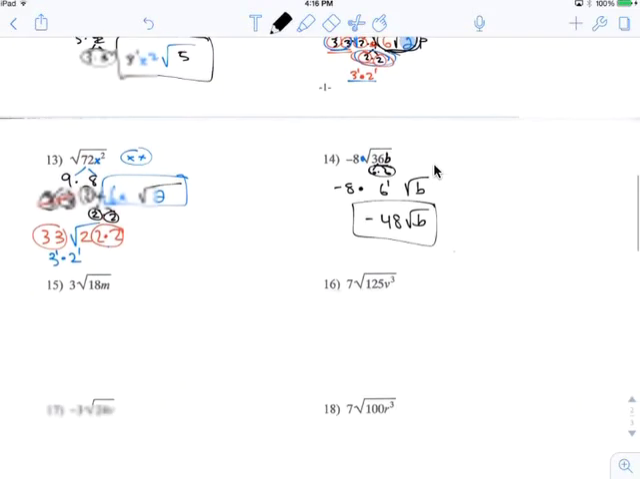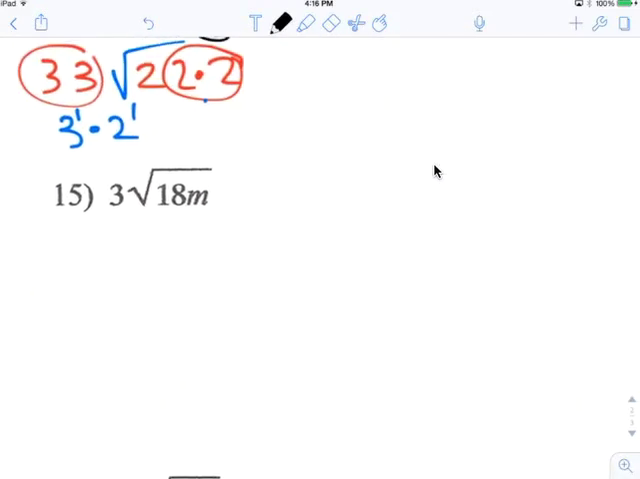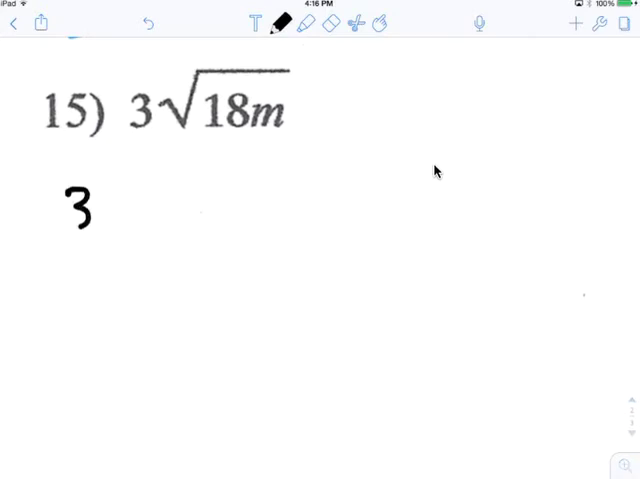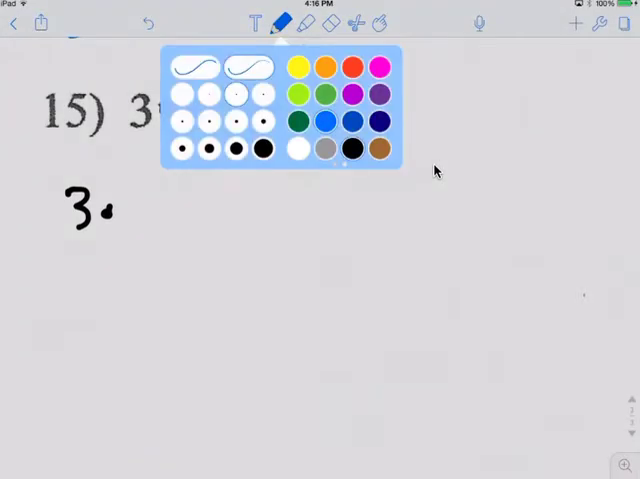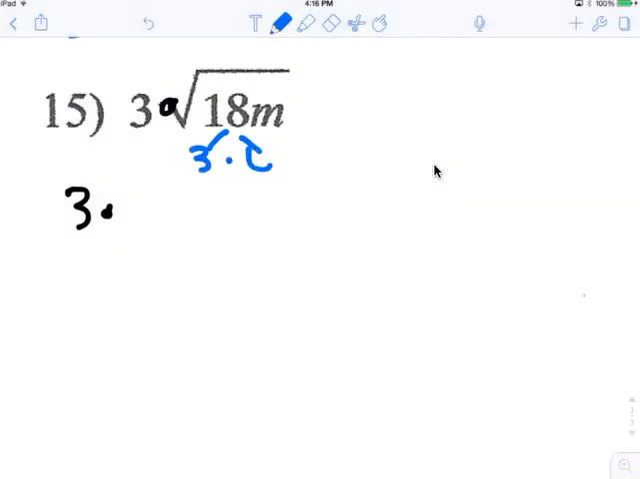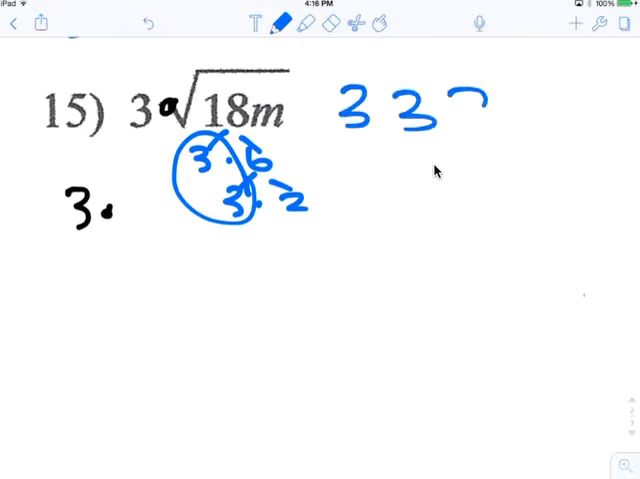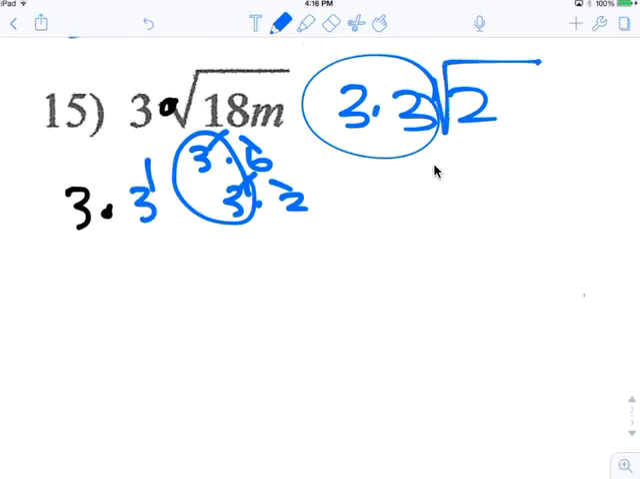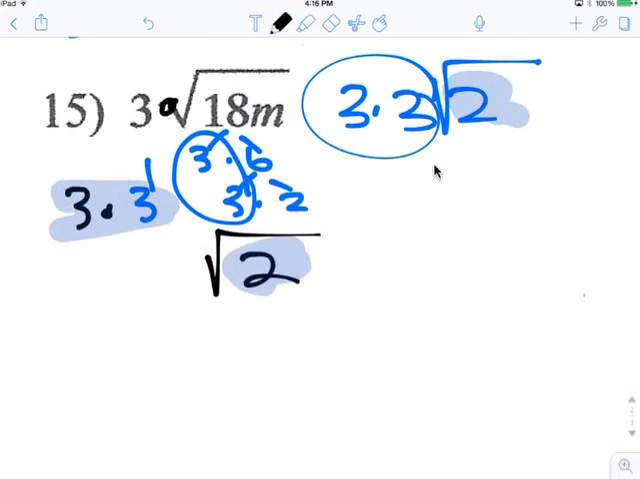Okay, number 15. 3 times, and then this is our answer, 18. 3 times 6. 3 times 2. So 3, if you need to write it out, 1 pair of 3, so 3 to the first, that gets a radical 2. Okay, so you have the radical 2 for here, and these 2 makes 9.